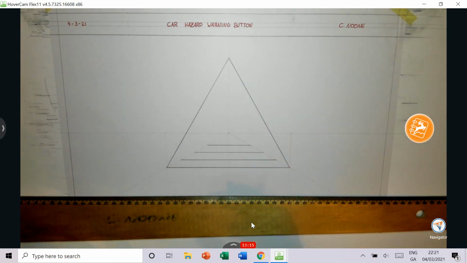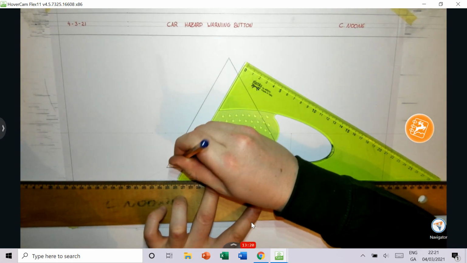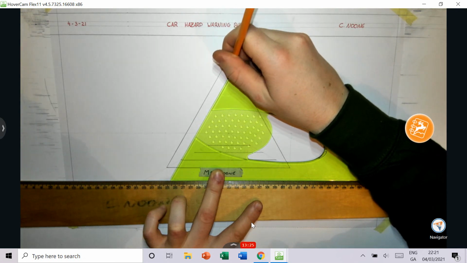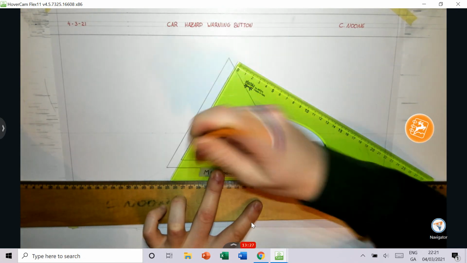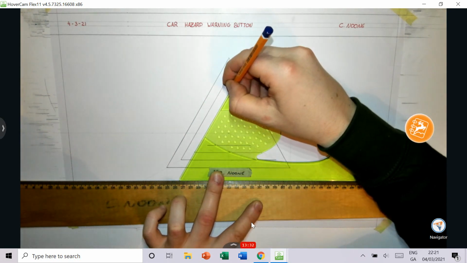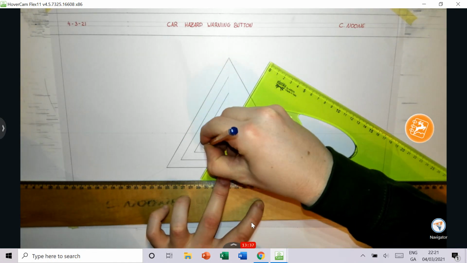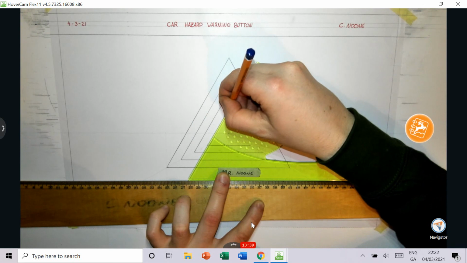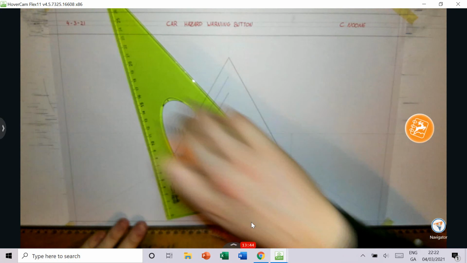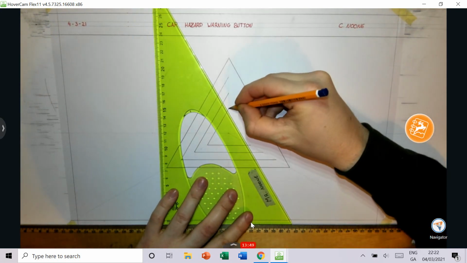Same thing again, 3 angles now at 60 degrees. So I'm going to have one here at 60 degrees, 2, 3, and hopefully now if you've done this accurately, these should all line up pretty well.